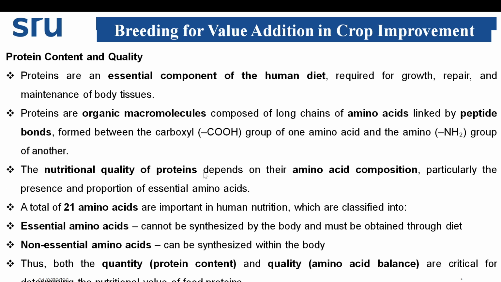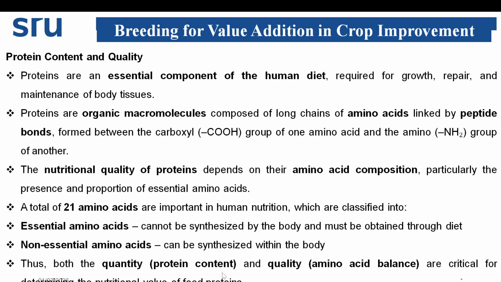The nutritional quality of proteins depends on their amino acid composition, particularly the presence and proportion of essential amino acids. A total of 21 amino acids are important in human nutrition, which are classified into essential and non-essential amino acids. So now, what are the essential amino acids? Those that cannot be synthesized by the body and must be obtained through diet are called essential amino acids. And what do non-essential mean? Those amino acids can be synthesized within the body.